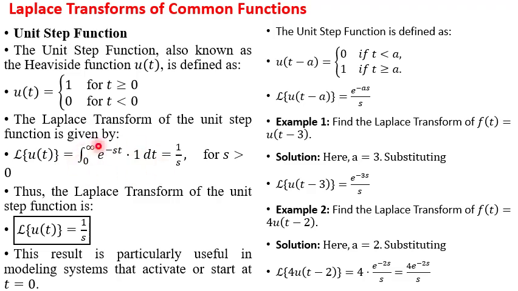Now integrating this results in the Laplace transform of this unit step function equals 1 all over s. Just do the integration and consider the limits. Just take the boundary, the limits from 0 to infinity, and you'll get this. This is the general Laplace transform of a unit step function.